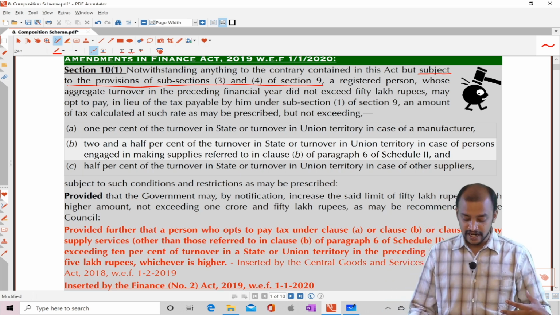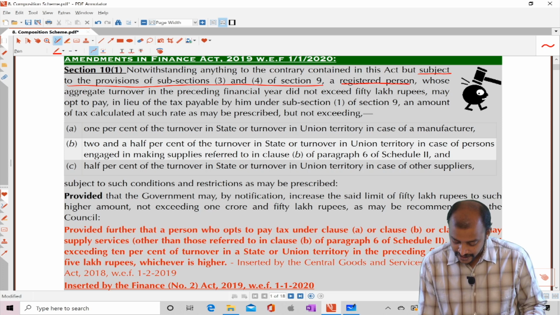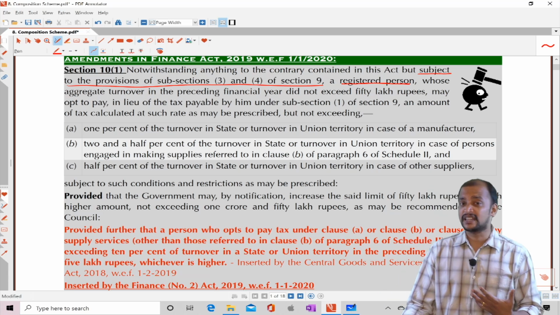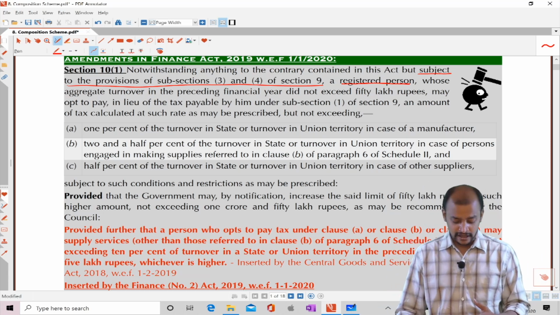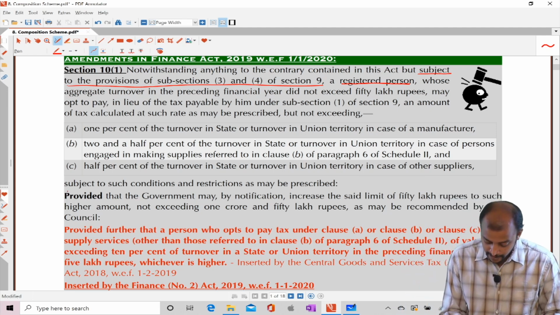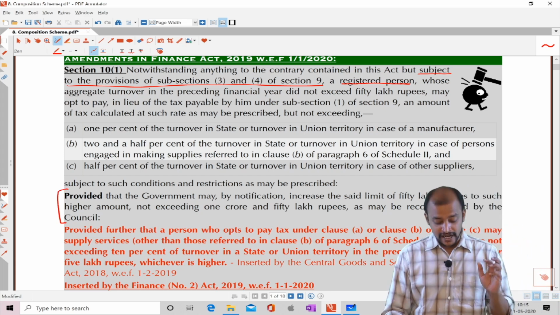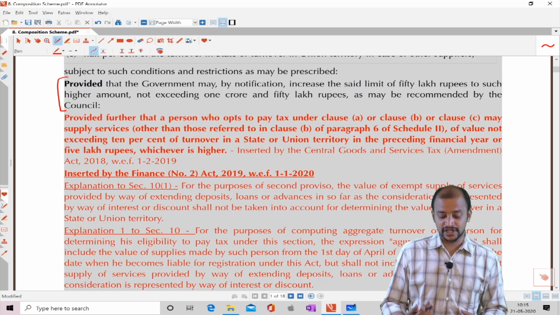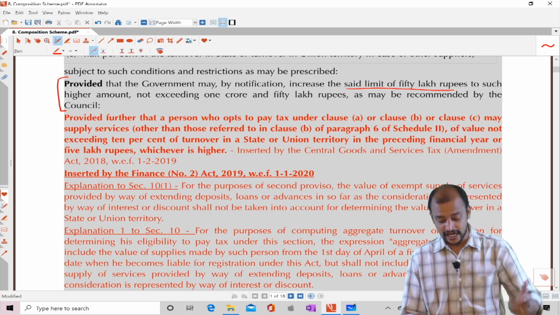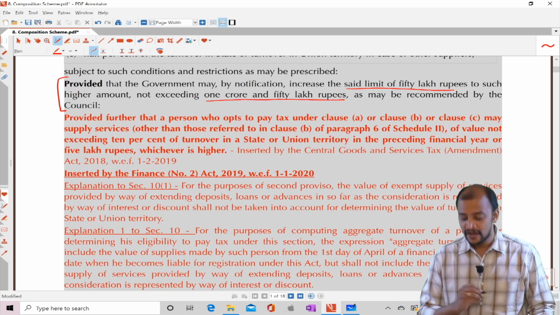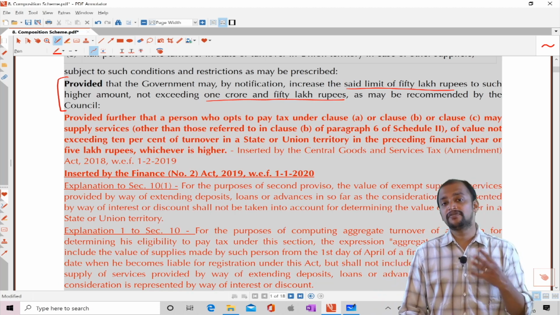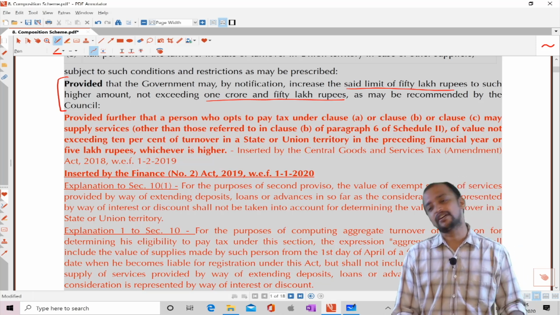A registered person whose aggregate turnover in the preceding financial year. Actually in the law it is given as 50 lakhs, but that has been extended to 1.5 crores, because if you look into the first proviso to section 10 subsection 1, provided that government may by notification increase the said limit of 50 lakhs to such higher amount not exceeding 1.5 crores, 1 crore and 50 lakh rupees, as recommended by the council. Accordingly, the limit for composition scheme is 1.5 crores.